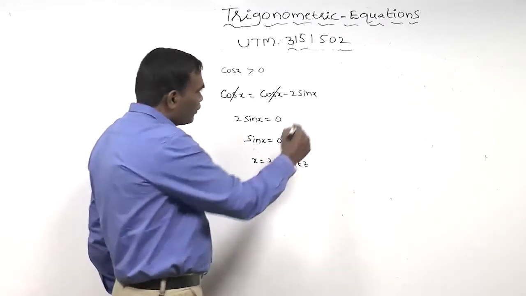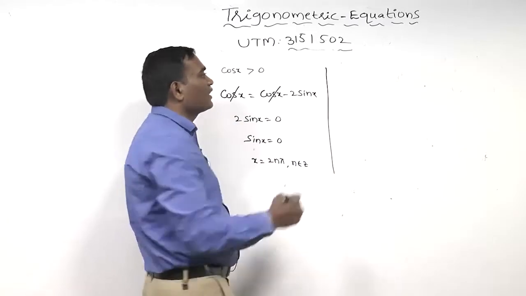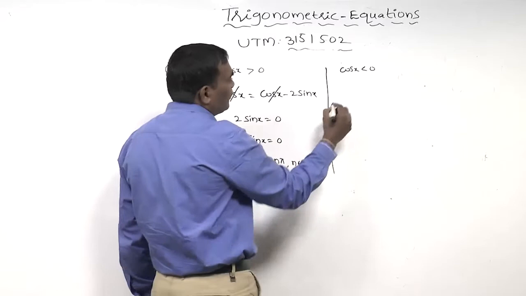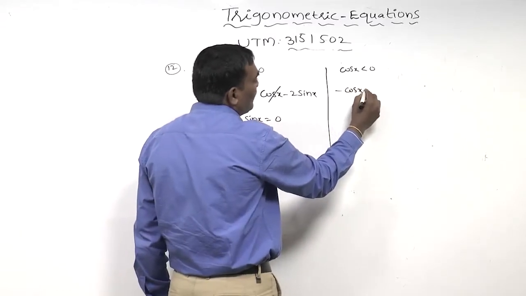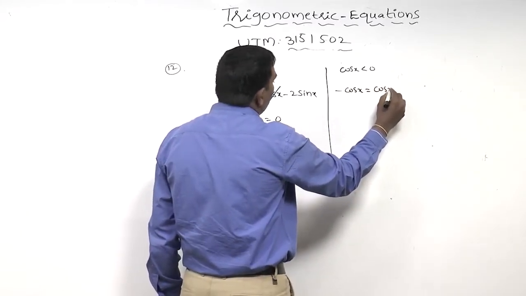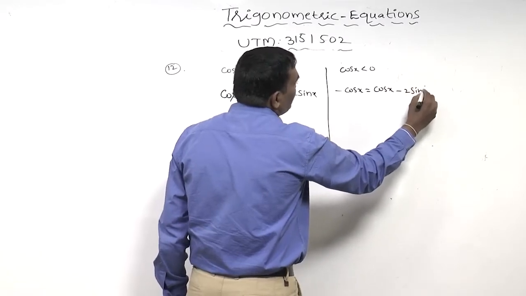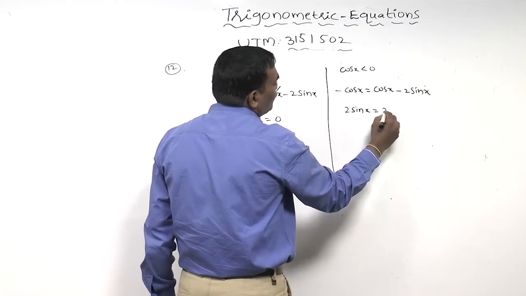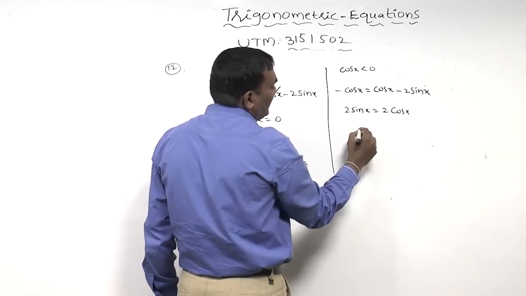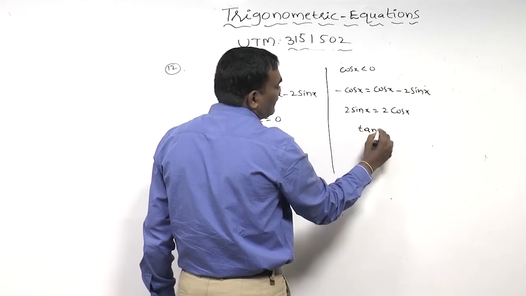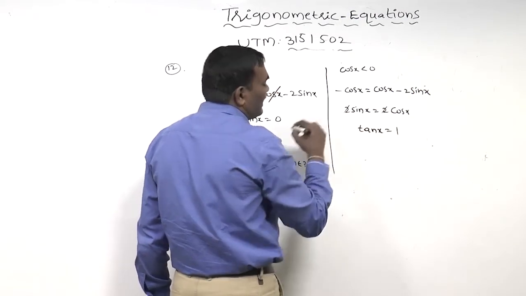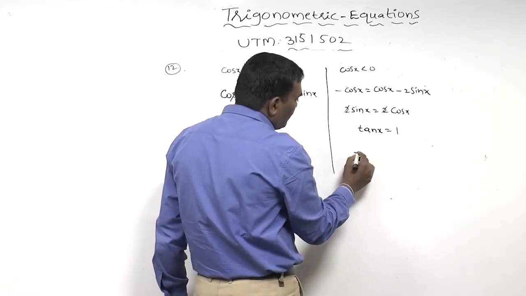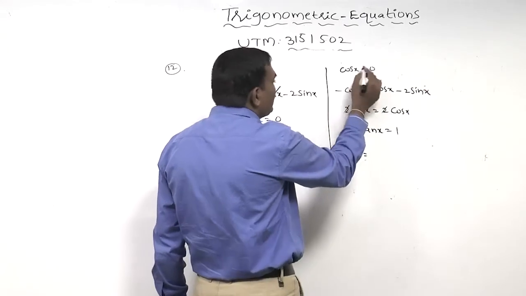Or if you want more, you take second case also. Cos x less than 0. If cos x is less than 0, modulus of cos x becomes minus cos x is equal to cos x minus 2 sin x. So 2 sin x is equal to 2 cos x. Sin x by cos x, tan x is equal to 1. Tan x is equal to 1 means what? Here tan x is equal to 1, x is equal to what? So cos x less than 0.